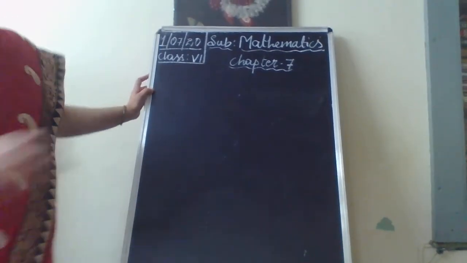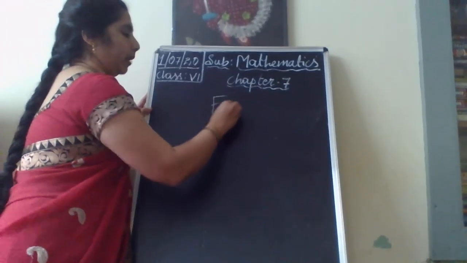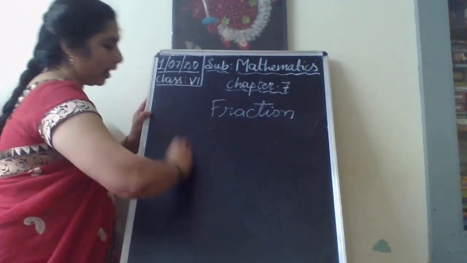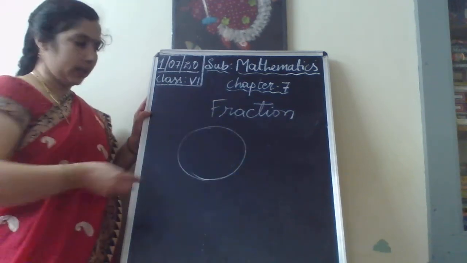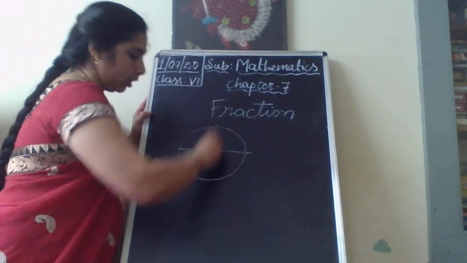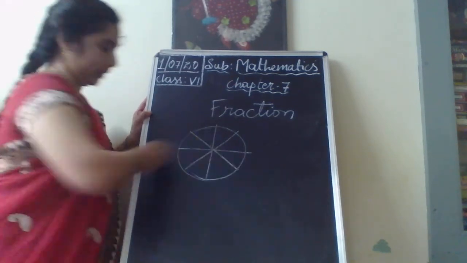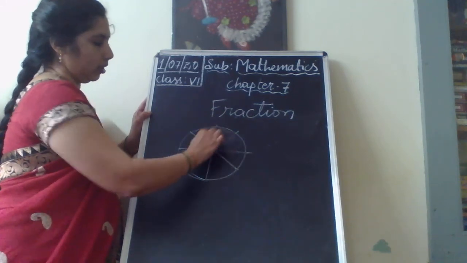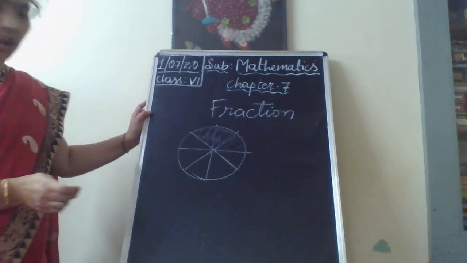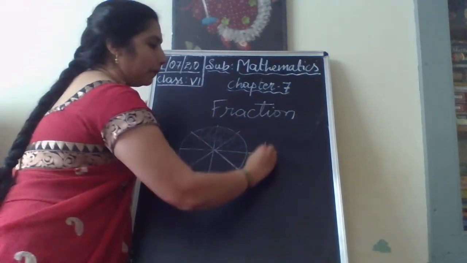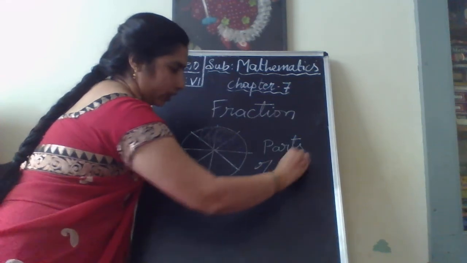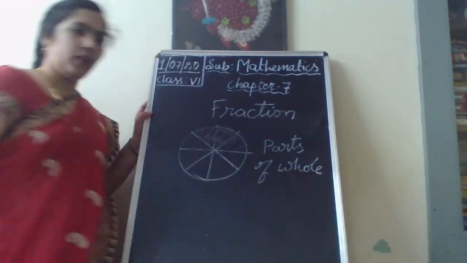So from the situation, what did you learn? What do you mean by fraction? The boy had got a full cake. Then he cut it into equal parts, and he has chosen 3 parts to give to the girls of the orphanage. So fraction means part or parts of a whole thing. That is called a fraction.